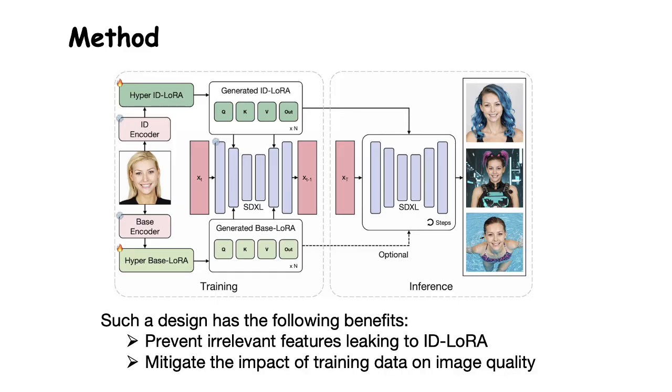Decomposing HyperLoRA into two parts has the following benefits. First, it prevents irrelevant features leaking to ID LoRA and makes ID LoRA focus on the identity. Second, it mitigates the impact of training data on image quality, since the bad quality is also fitted into base LoRA, and the quality of images generated by ID LoRA is close to the base model.